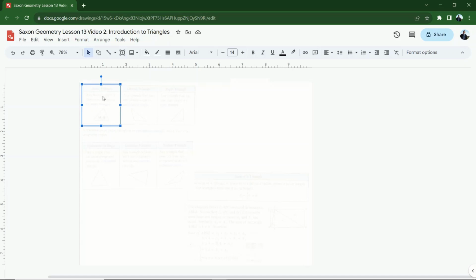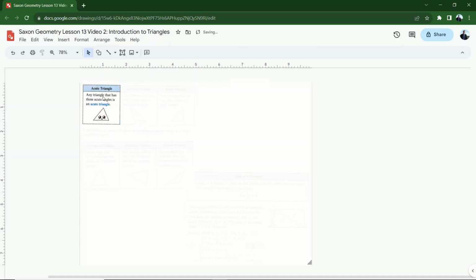One type of triangle is the acute triangle, and that's any triangle that has three acute angles as its three angles. This is an acute triangle. Notice that all three of its interior angles are acute. First of all, in a triangle, all three of the angles have to add up to 180 degrees. Can you make 180 degrees by adding together three acute angles?